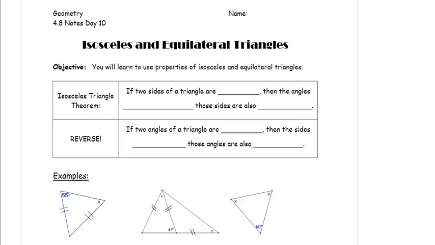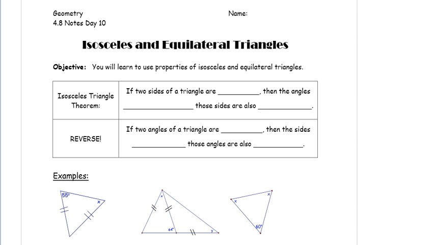Alrighty, isosceles and equilateral triangles. So we already talked about what they are. Isosceles, remember you have two eyes that are the same, so you have two sides that are the same with isosceles triangles. Equilateral, that's the easy one, you know all the sides are equal. We're going to talk about properties of isosceles and equilateral triangles, how we can use them to find some missing information, and then also how to use them in a couple of proofs.